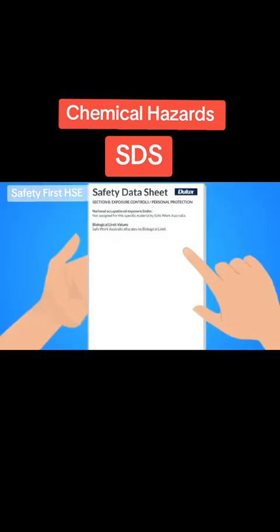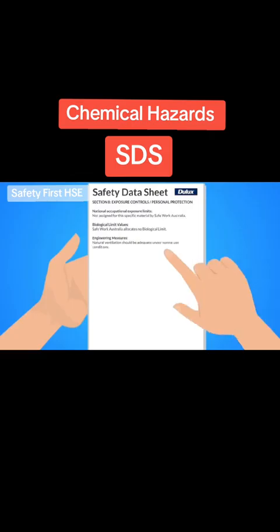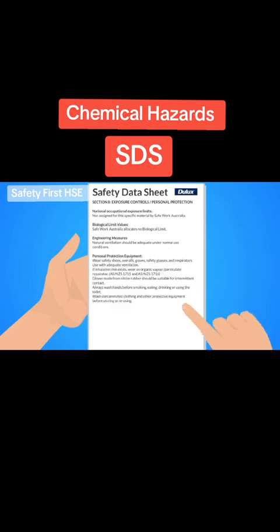Another must-read is Section 8, which starts with the exposure limits for the chemical covered by the SDS. Next listed are the engineering controls or measures. Above PPE on the hierarchy of controls, engineering controls are a more effective way of reducing hazards. Then appears the personal protective equipment, or PPE.